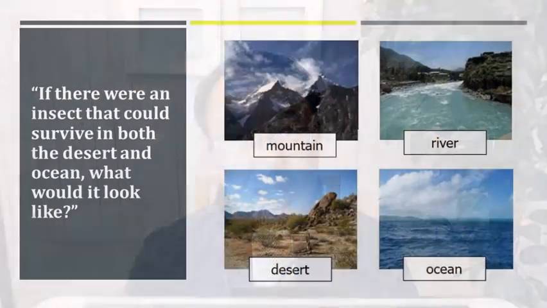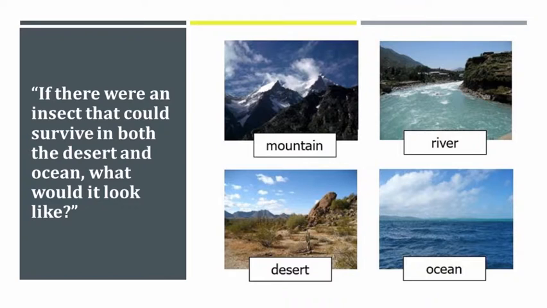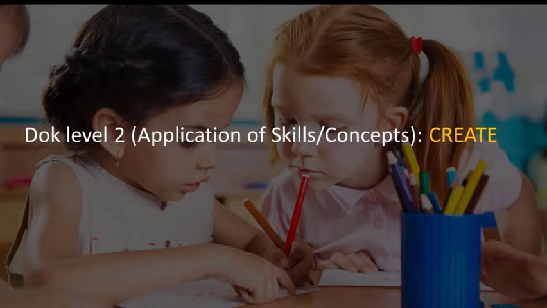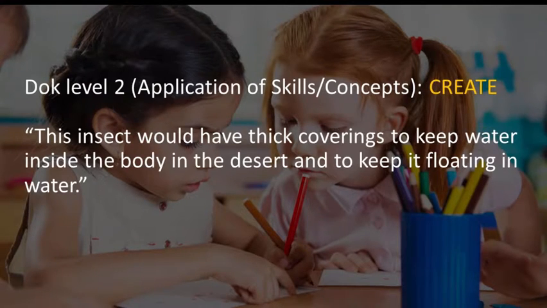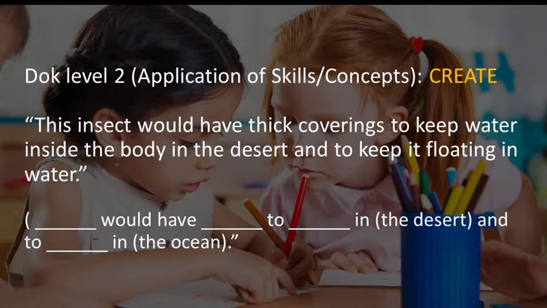Here is yet another example of a level 2 question. If there were an insect that could survive in both the desert and ocean, what would it look like? Your student's language outcome would be, this insect would have thick body coverings to keep water inside the body in the desert so it won't die, and to keep it floating in water. The insect eats ants in the desert and maybe small insects in water. Here, your students would be creating something using the knowledge that they learned in the lesson, such as learning about landforms of desert and ocean.